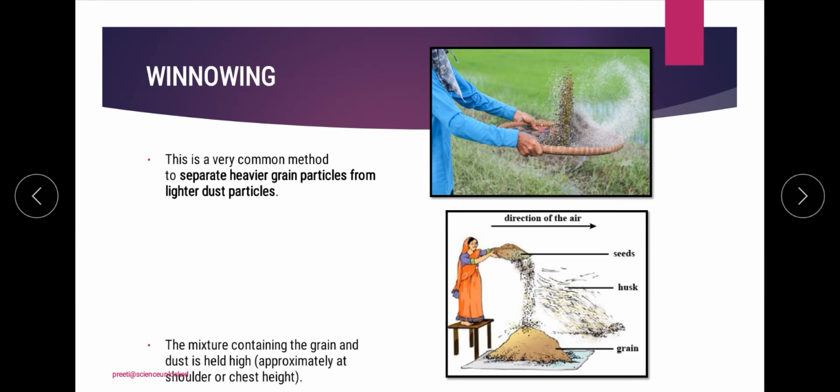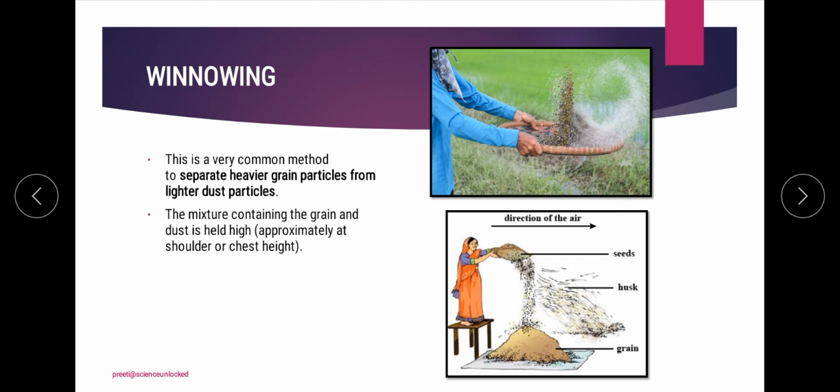So on the whole, a combination of things is done, and it gets us the result, that is the separation of the lighter and the heavier component of the mixture.